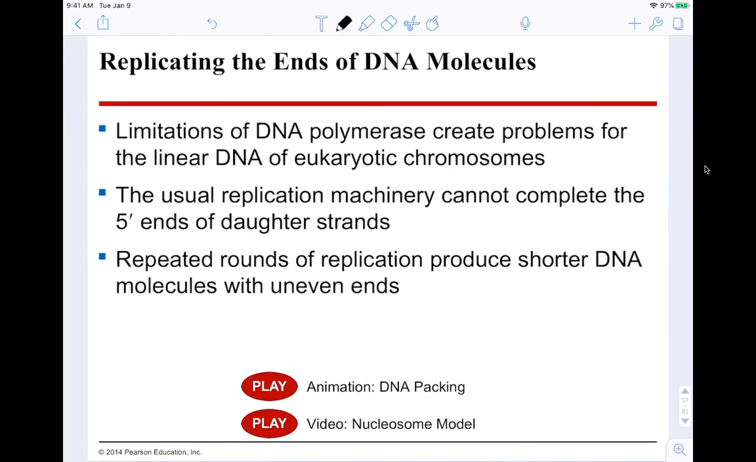So, replicating the ends of DNA molecules. The limitations of DNA polymerase create problems for the linear DNA of our eukaryotic chromosomes. The usual replication machinery cannot complete the 5' ends of the daughter strands. So repeated rounds of replication produce shorter and shorter DNA molecules with uneven ends.